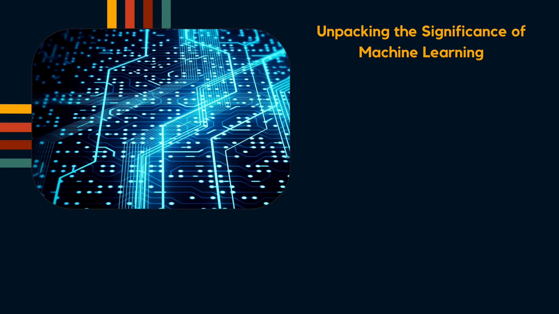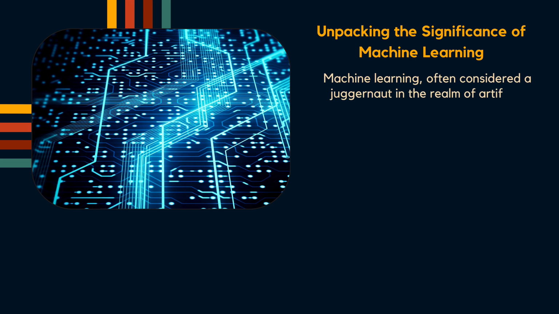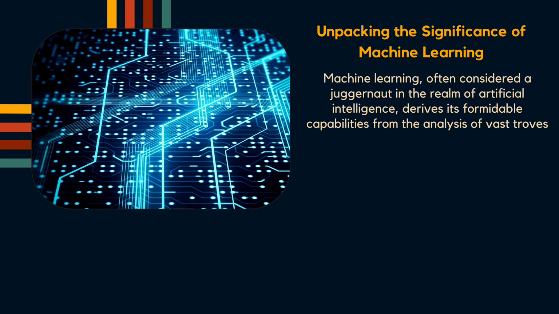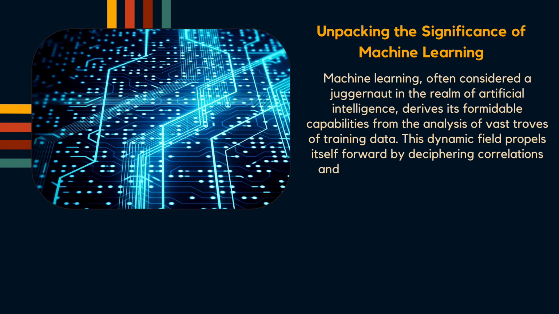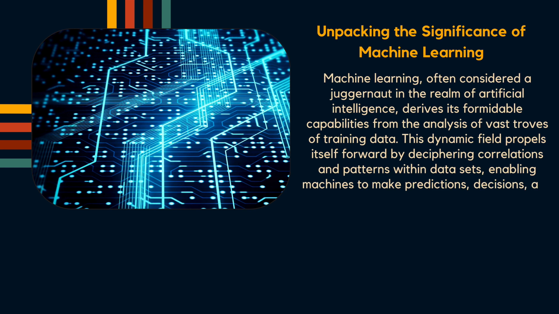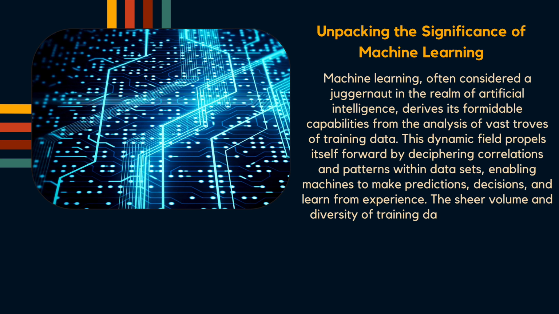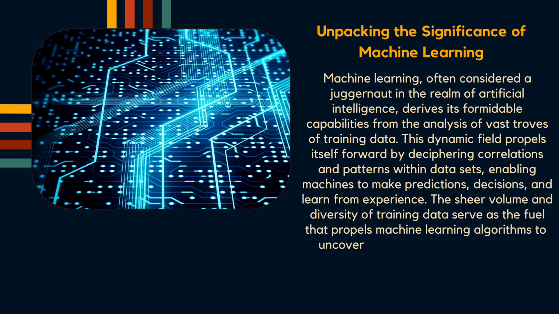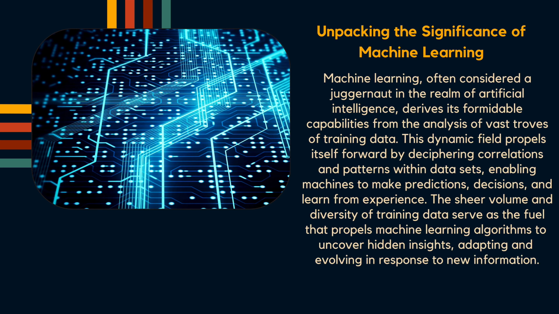Unpacking the significance of machine learning. Machine learning, often considered a juggernaut in the realm of artificial intelligence, derives its formidable capabilities from the analysis of vast troves of training data. This dynamic field propels itself forward by deciphering correlations and patterns within data sets, enabling machines to make predictions, decisions, and learn from experience. The sheer volume and diversity of training data serve as the fuel that propels machine learning algorithms to uncover hidden insights, adapting and evolving in response to new information.